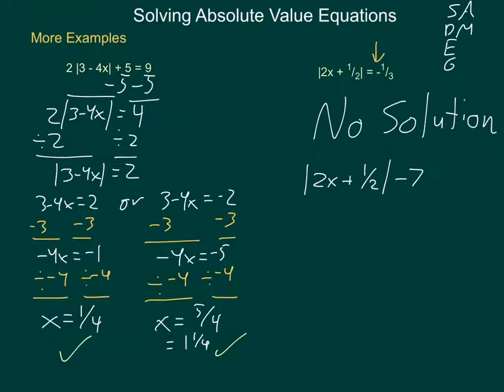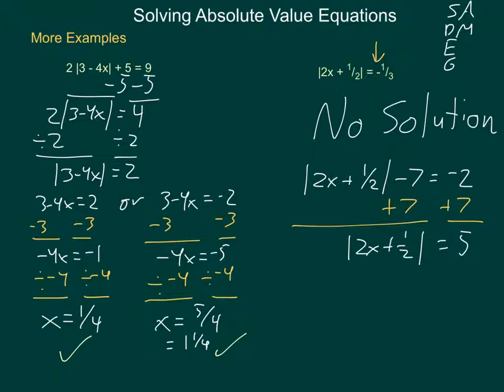minus 7 equals a -2, this can be solved because first I would have to add 7 to each side, in which case my absolute value of 2x plus 1/2 would have to equal 5. My absolute value now equals a positive number. This could be solved. We're just not going to go through that process. So when your absolute value is isolated, it cannot equal a negative number. Just move on after you write no solution.